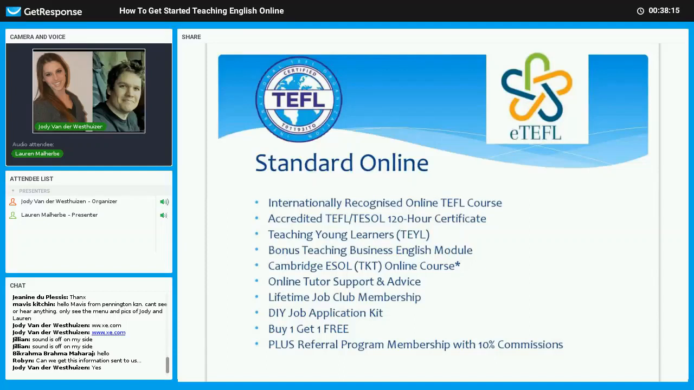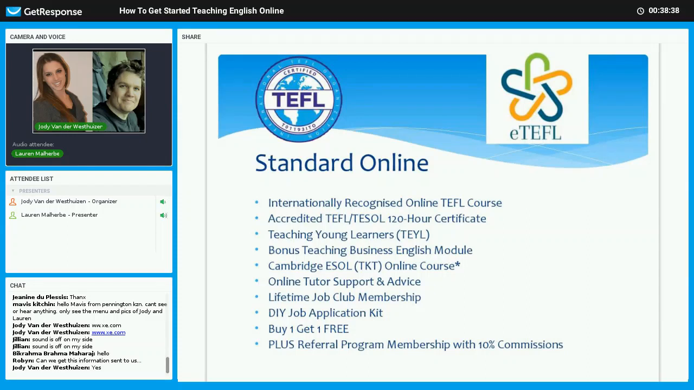We've got these 3 packages. The first one being the standard online. This is for someone who, for example, only needs a TEFL course because they already have, let's put these 3 things together, a degree in any field, teaching experience, and all you need is the TEFL course. So those are the big 3.